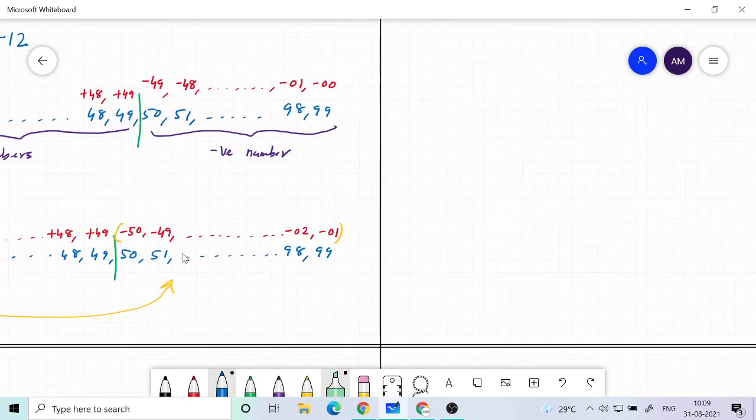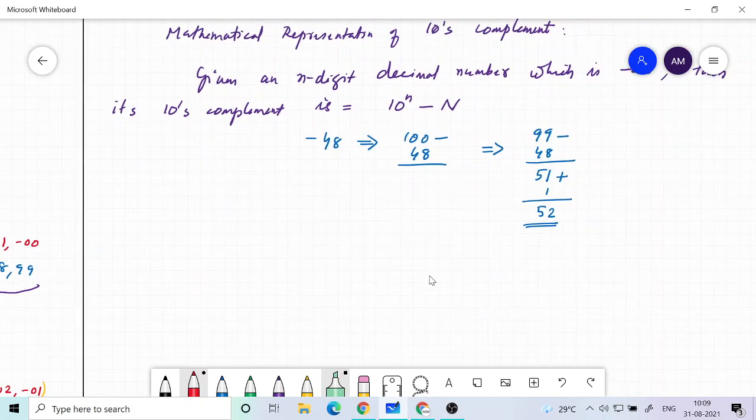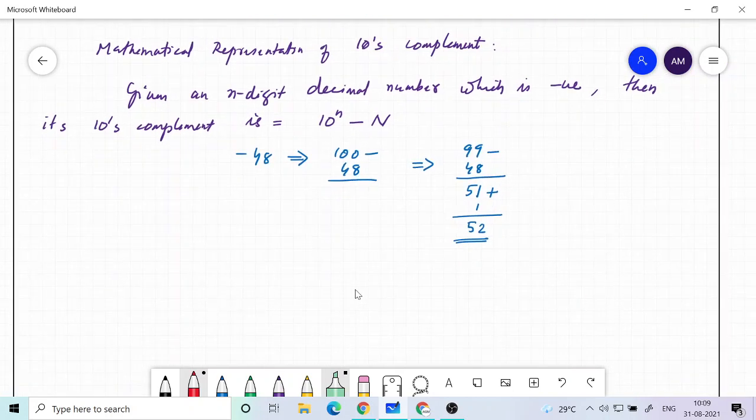Okay, so if I add one more number here, 52, and then here it is minus 48. So for minus 48, we have found the 10's complement, it is 52. Now the advantage of 9's complement and 10's complement is when you try to implement it using machines, it has some advantage.